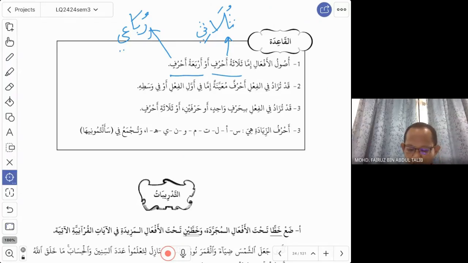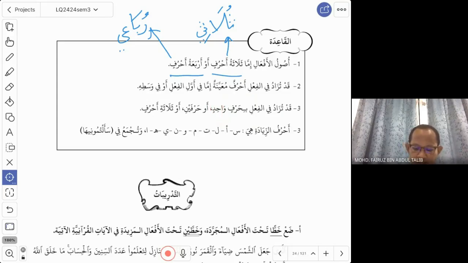Number 2, وَقَدْ تُزَادُ فِي الْفِعْلِ أَحْرُفٌ مُعَيَّنَةٌ. They said qad, sometimes it will be added. Tuzad means to be added. Sometimes it will be added to the fi'l, several huruf, specific huruf muayyana. So there are some specific huruf that can be added to the fi'l to change from one meaning to another. Okay, to change from fi'l mujarrad to fi'l mazid, you can add certain huruf. Not all huruf. You cannot use all the huruf in alif ba ta. No, only specific huruf.